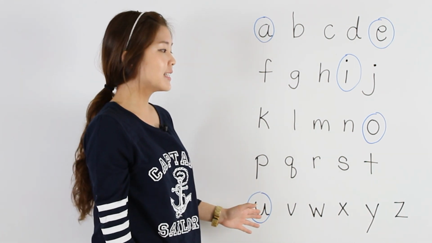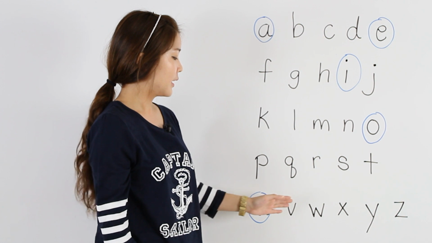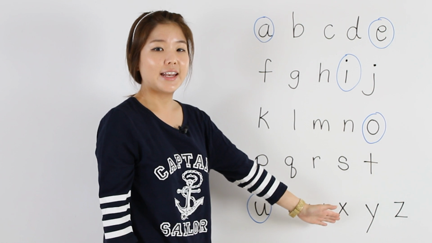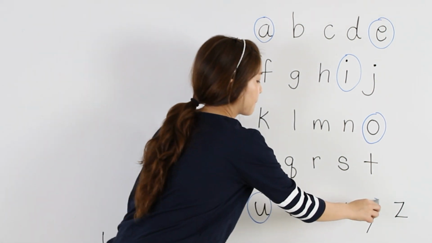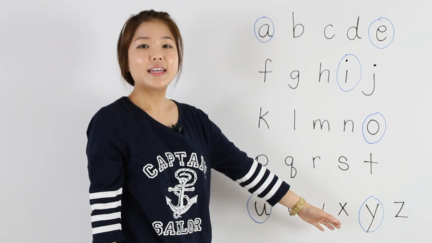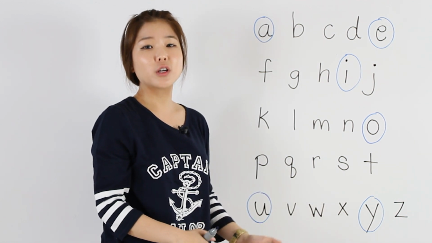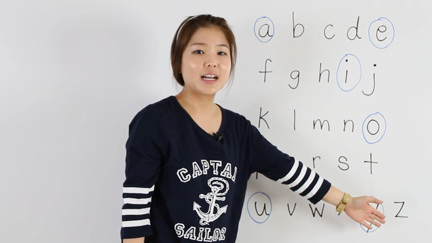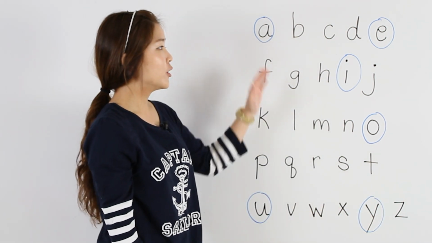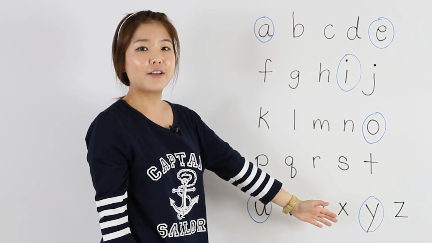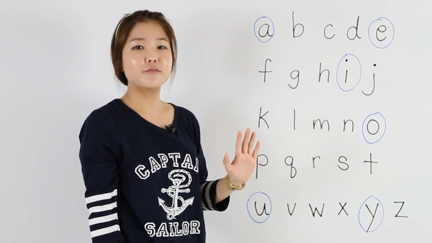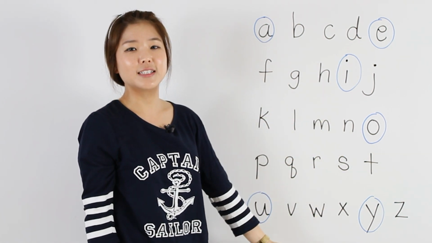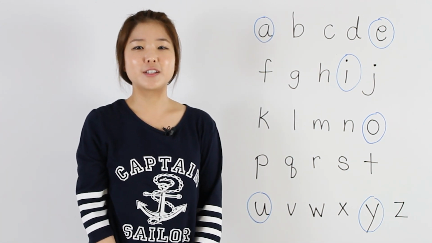U is the last main vowel. V, consonant. W, consonant. And X, consonant. Y is the special vowel, and we'll talk about that more later on. And Z is the last letter, and it is a consonant. Okay, so there are 26 letters in the alphabet. There are 5 main vowels, 1 special vowel, and the rest are consonants. Okay, let's move on to the next part.